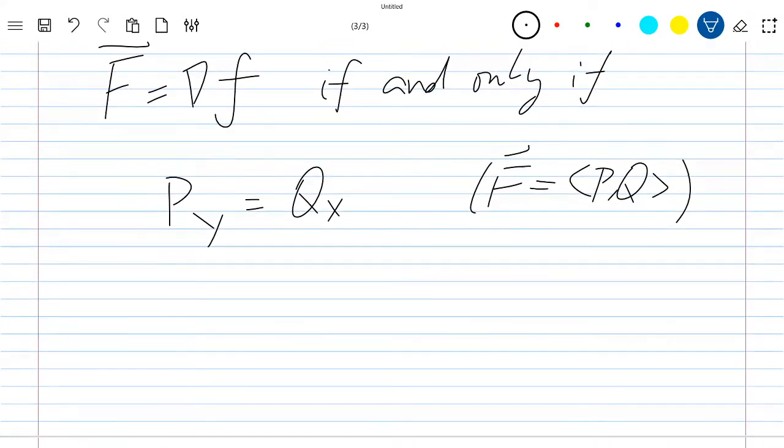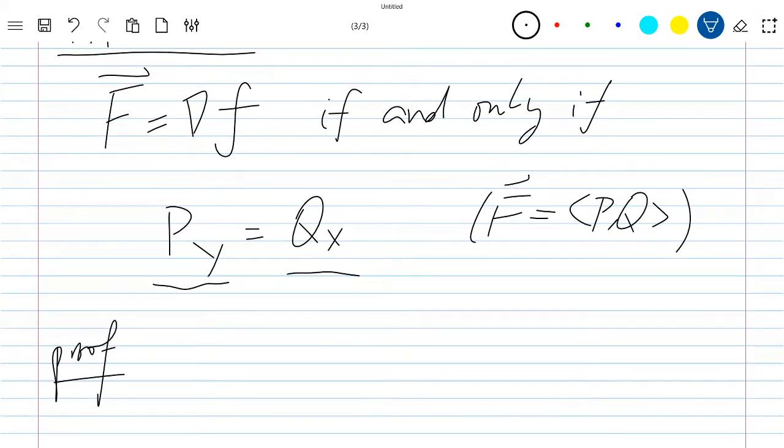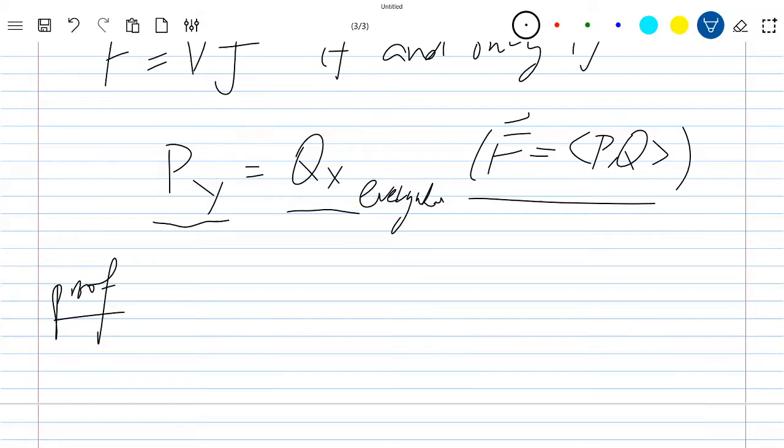So here it means the derivative of P over y, and this is the derivative of Q over x. All right, let me prove it. Well, if this theorem is correct, then if you know the field, meaning you know P and Q, you can just check their derivatives, see if they're the same. If they're the same everywhere, then we can claim it's a potential field.